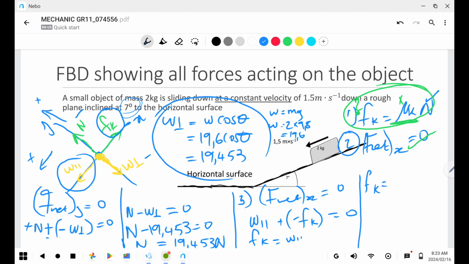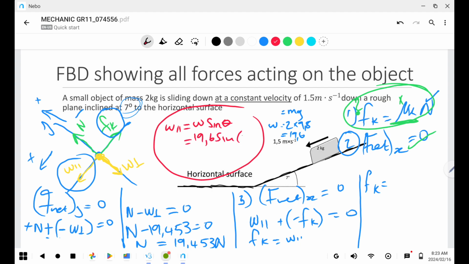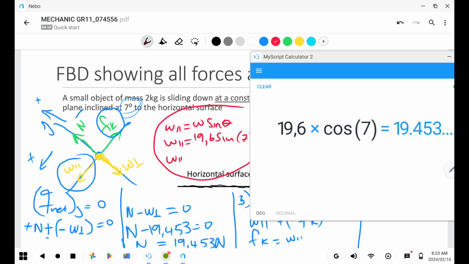Remember, we have said that the parallel component of the weight, I'm going to write it here in pink so that it stands out. The parallel component of the weight will be the weight times sine of the angle of inclination of the slope. The weight we found, we said it was 19,6. We have sine of theta, which is 7 degrees. If I punch that on my calculator, I have 19,6 sine of 7 degrees. Sine of 7, not 1.